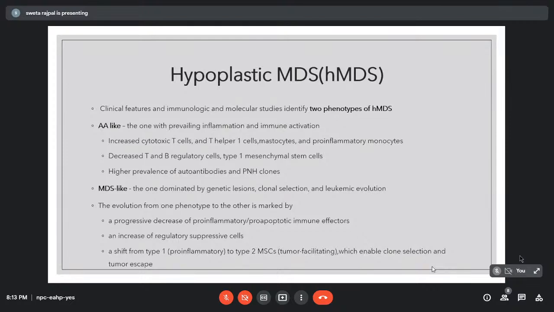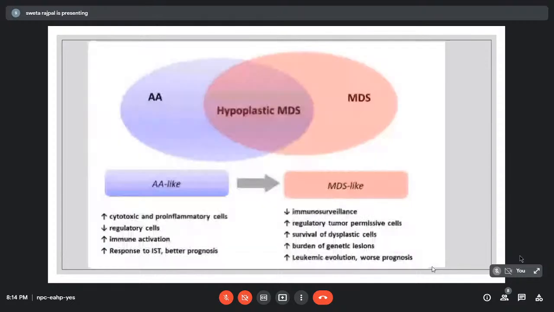While evolving like that, they will have a progressive decrease in pro-inflammatory or pro-apoptotic immune effectors, and there will be an increase in the regulatory suppressive cells, and then there can be a shift from type 1 pro-inflammatory to type 2 tumor-facilitating mesenchymal tumor cells, leading to clonal selection and tumor escape.